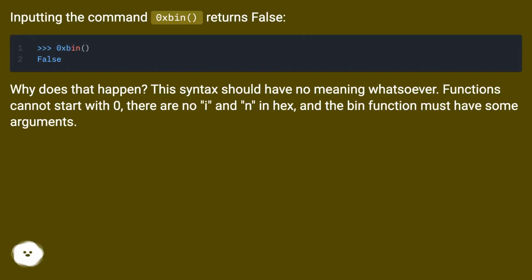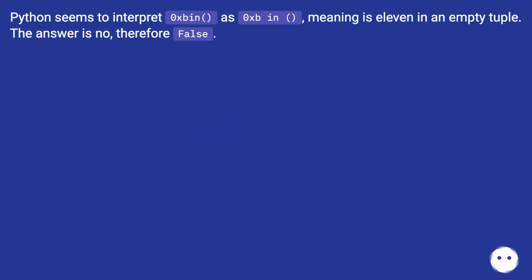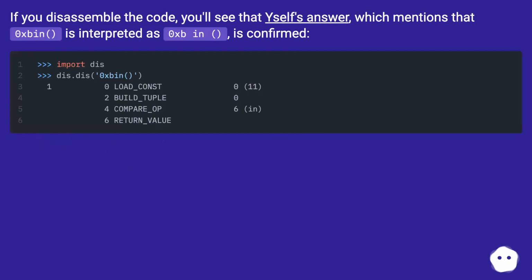Functions cannot start with 0, there are no "in" in hex, and the bin function must have some arguments. Python seems to interpret 0xbin as 0xb in (), meaning: is 11 in an empty tuple? The answer is no, therefore false. If you disassemble the code, you'll see that a Stack Overflow answer, which mentions that 0xbin is interpreted as 0xb in (), is confirmed.